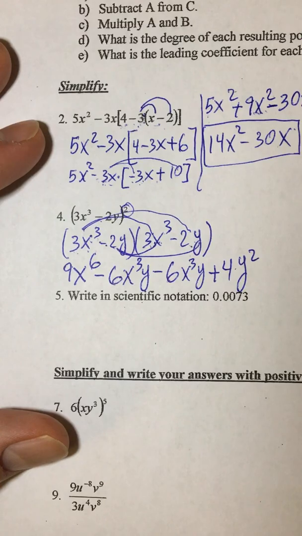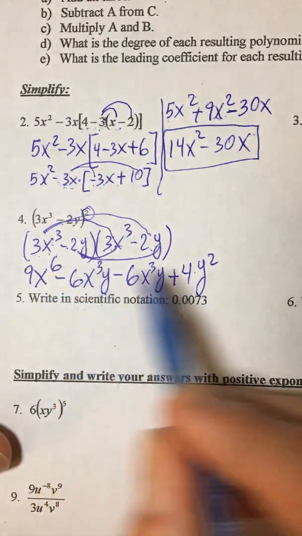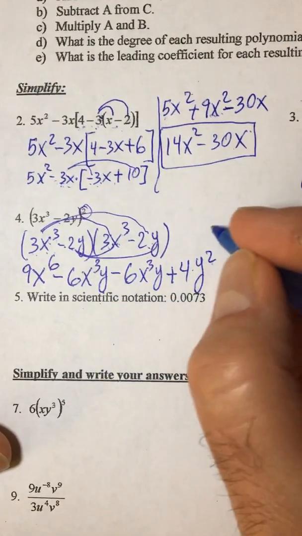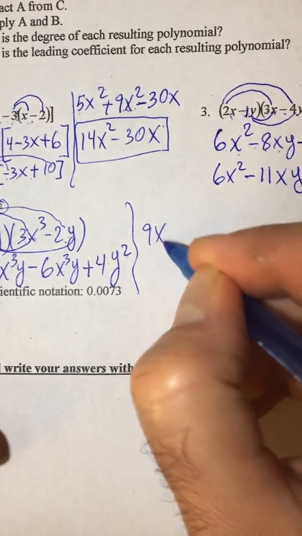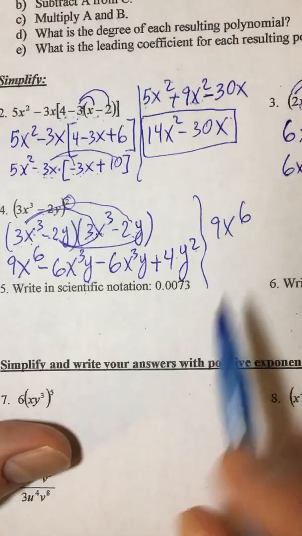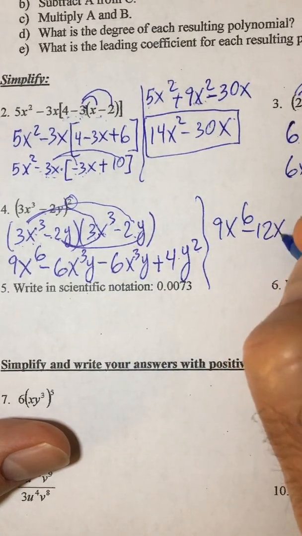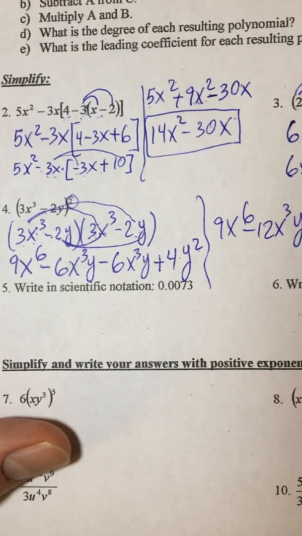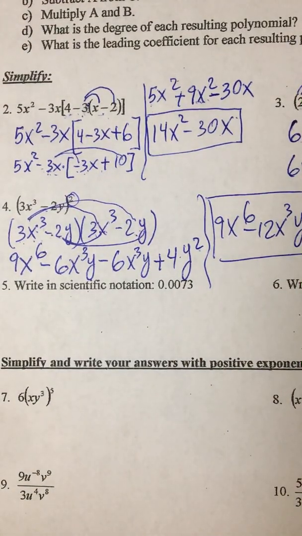Do we have any like terms? Yes, we do. Not this, that's x to the 6th, not that, but these guys. You see x to the 3rd y, x to the 3rd y. So we will have, I'm going to write it here, the 9x to the 6th. Now, what is -6 minus 6? That's -12x cubed y plus 4y squared. And there you go, you're done. Are we good?